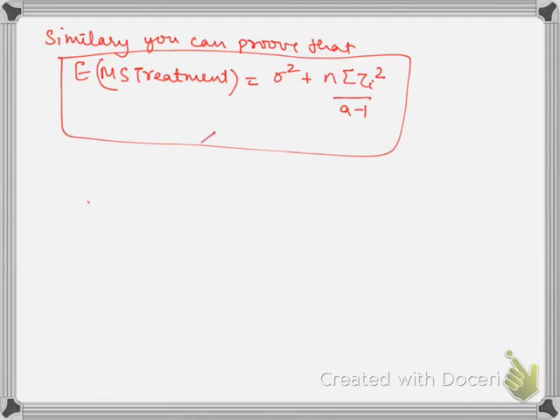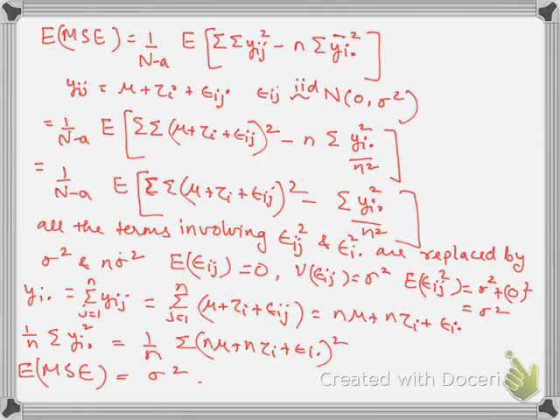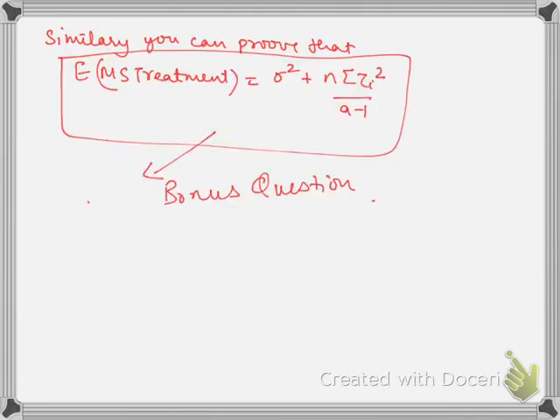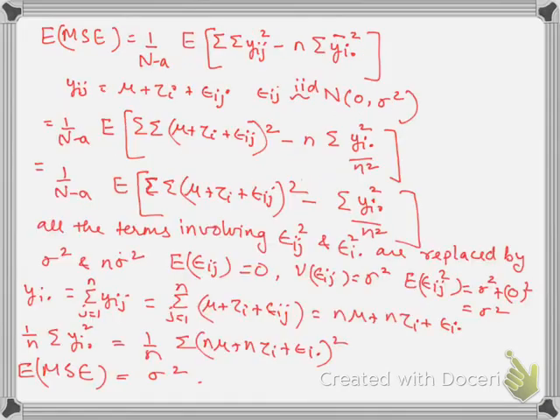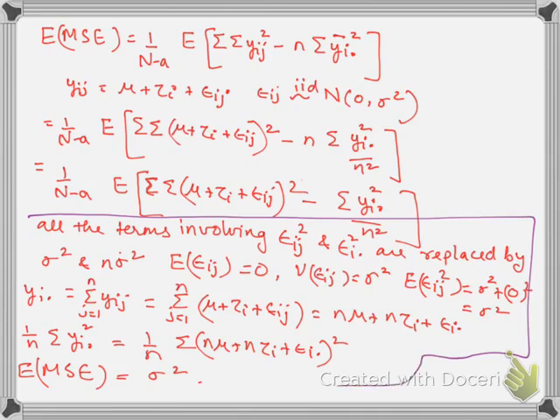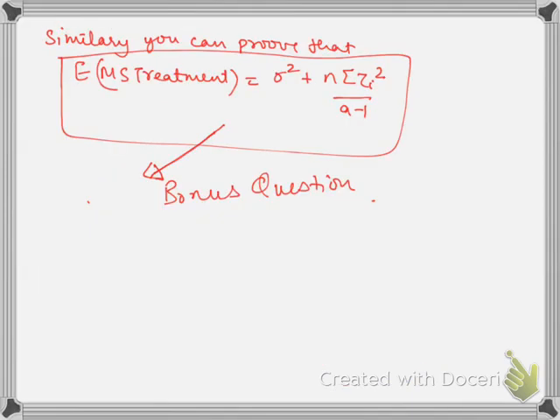So I will leave it here. This is a bonus question. Just follow the steps here. Same steps: instead of mean square error, you would write mean square treatment, and as long as you are able to replace the terms involving these quantities with what I have shown you here, you should be able to prove that the expected value of mean square treatment is sigma squared plus n times the sum of tau i squared over a minus 1. So I've already gone 16 minutes. I will stop here.